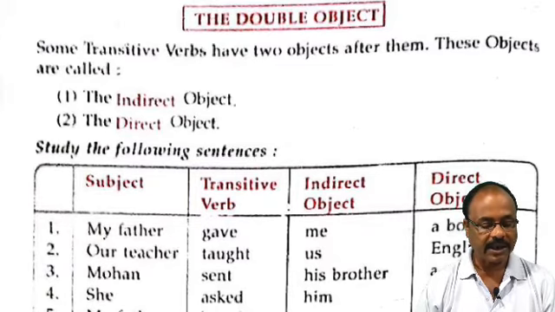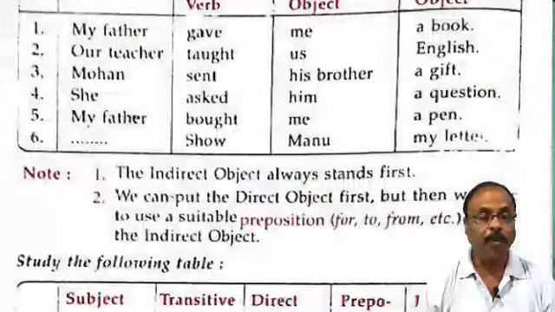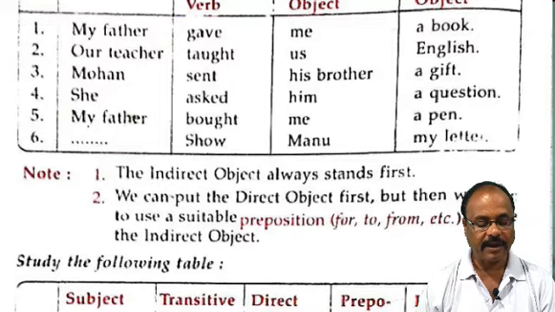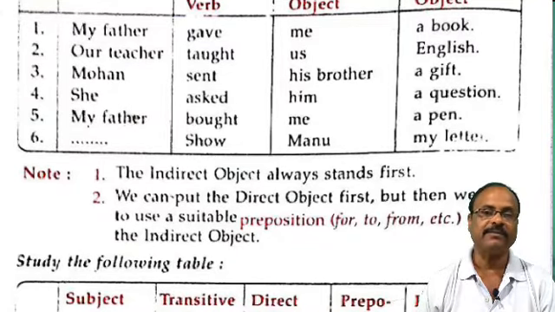Number two, our teacher taught us English. Here you see, us is the indirect object and English is the direct object. Mohan sent his brother a gift. His brother is the indirect object. A gift is the direct object. She asked him a question. Here, him is the indirect object and a question is the direct object. Next example, my father bought me a pen. Here you see, me is the indirect object and a pen is the direct object.